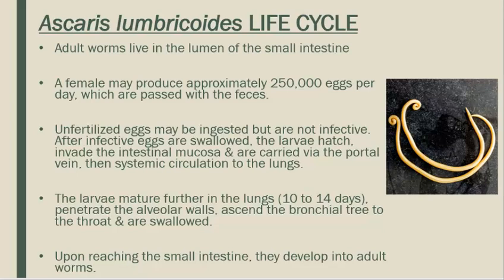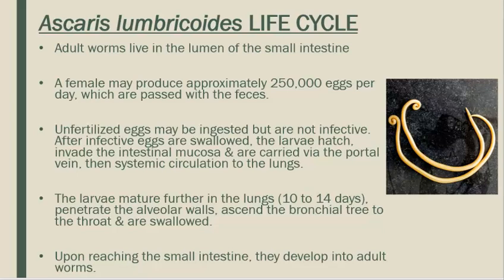The adult worms live in the lumen of the small intestine. The lumen is the opening of the small intestine. The females may produce approximately 250,000 eggs per day. So that's a lot of eggs, which can pass into the feces. Unfertilized eggs may be ingested, but not infective.